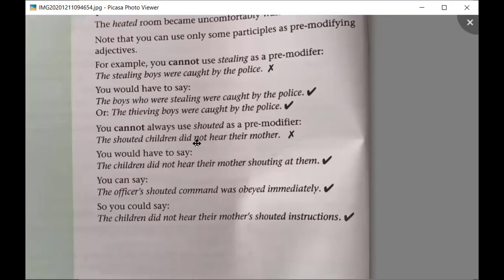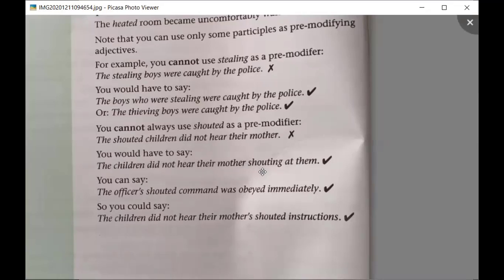"The shouted children did not hear their mother." No, it's wrong. "The shouted children." No, we wouldn't say it like this. We can say "the shouting children," but we cannot say "the shouted children." You would have to say "the children did not hear their mother shouting at them."